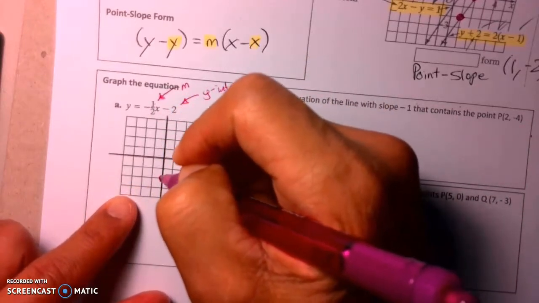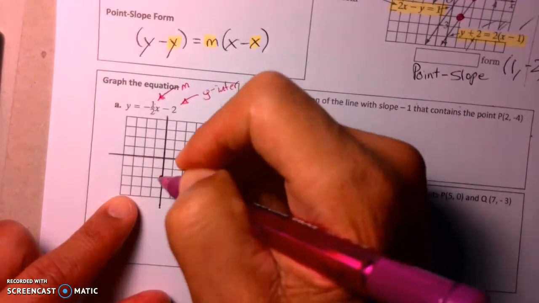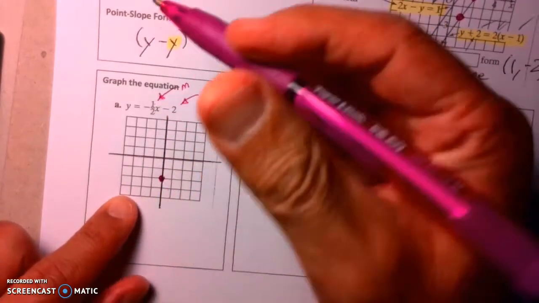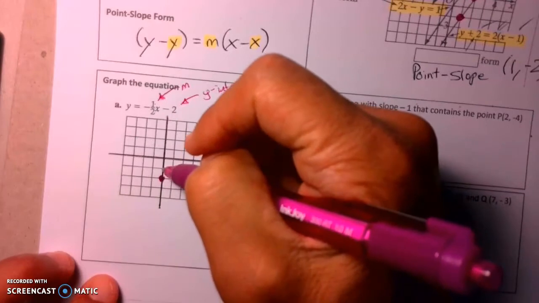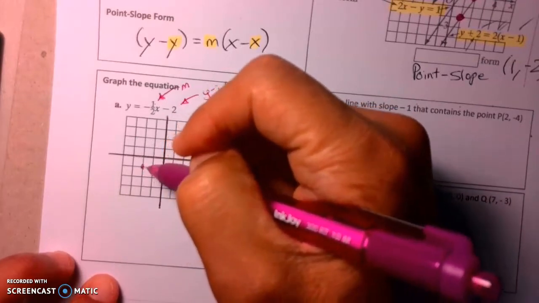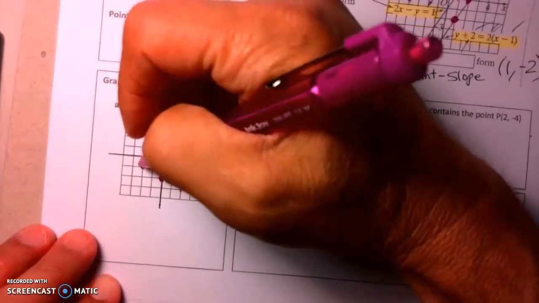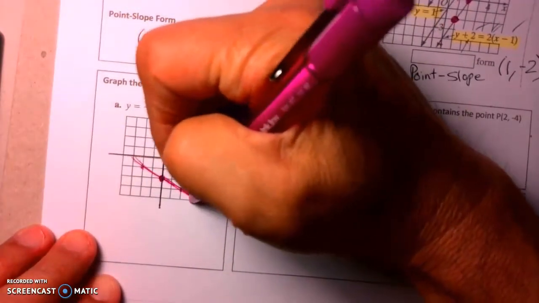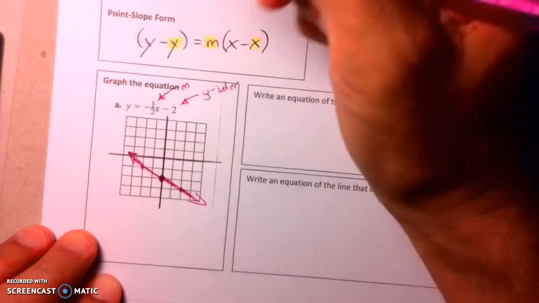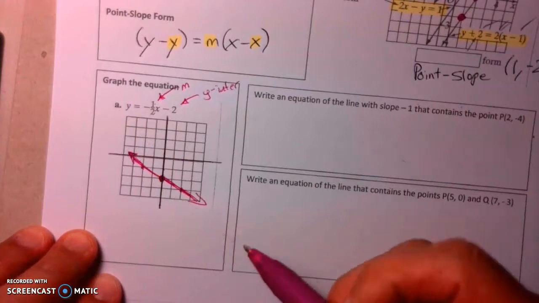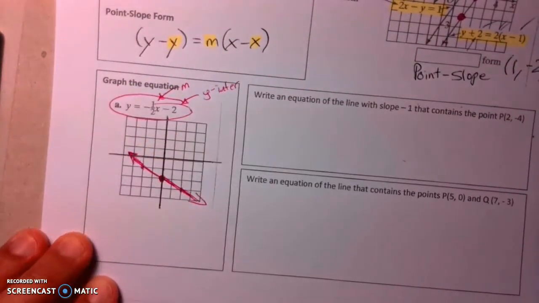Now start at this negative 2 because you know you're going to cross here. Don't start at (0, 0). You can go 1 up, 2 across. Or you can go 1 down, 2 across in the other direction. But as long as, when I connect the dots here, you have a negative, downward-going slope. And that's the equation of the line.